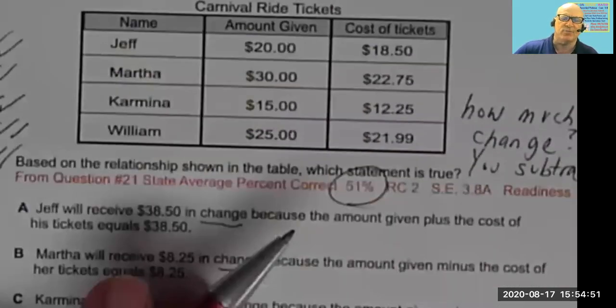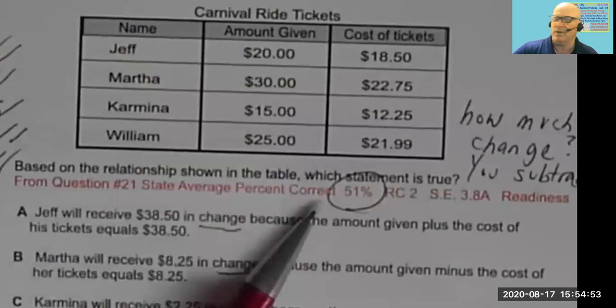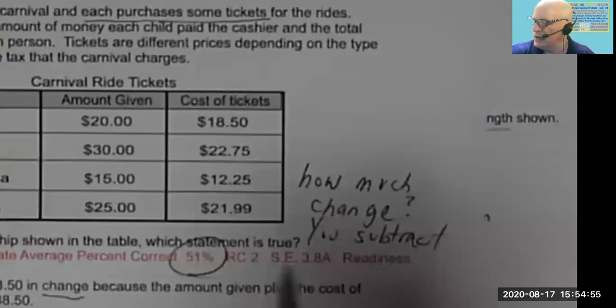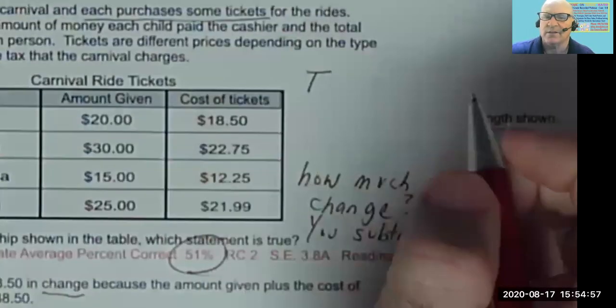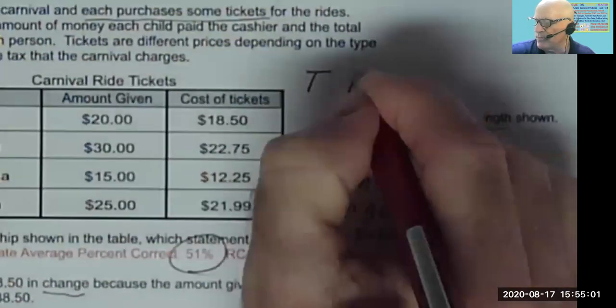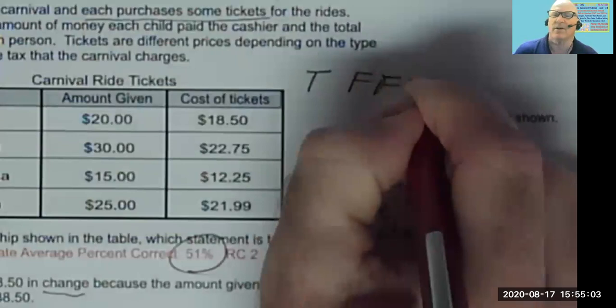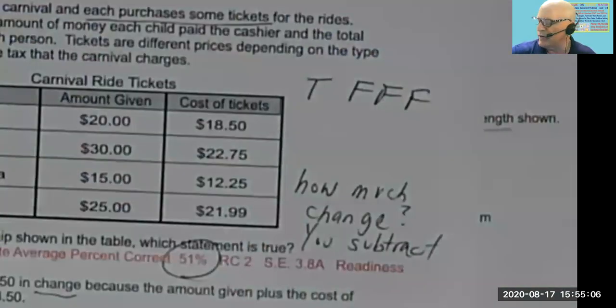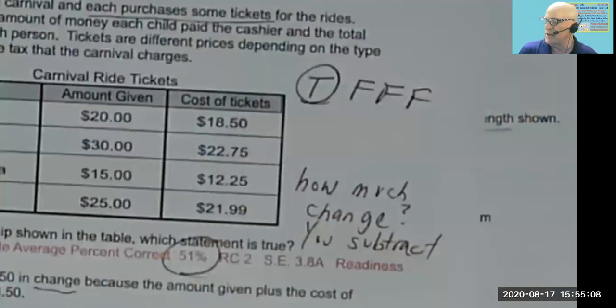Based on the relationship shown in the table, which statement is true? Okay, so right away I teach my kids, since they said which statement, that's singular. If one of them is true, 3 of them are going to be false. And so we're trying to figure out which is the only one that's true.